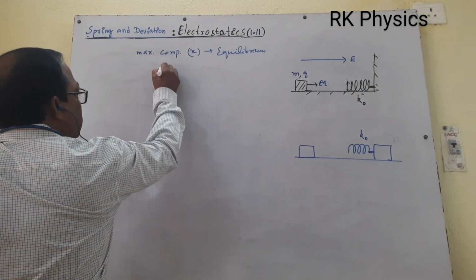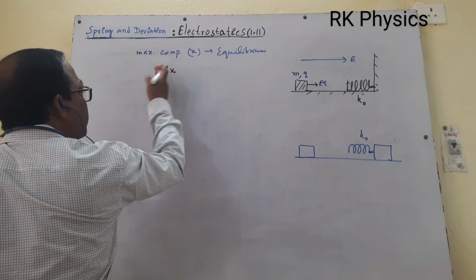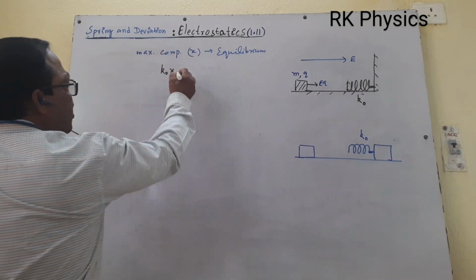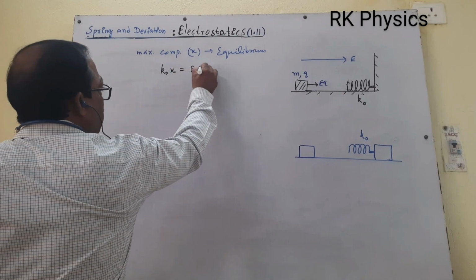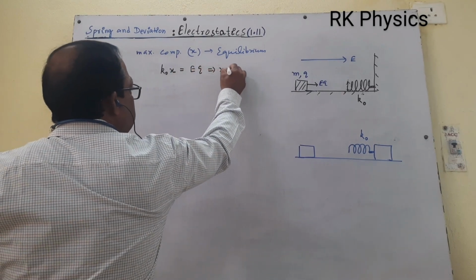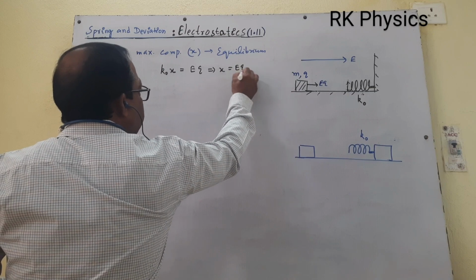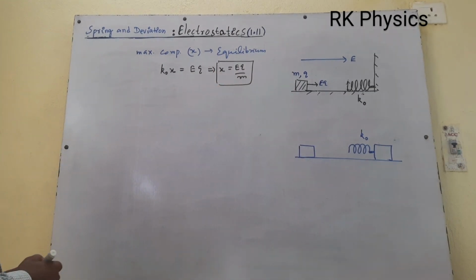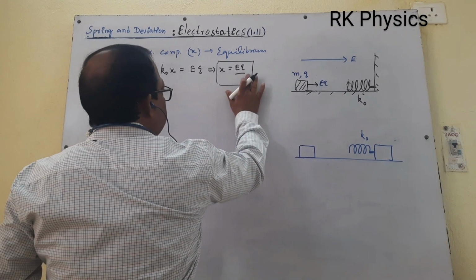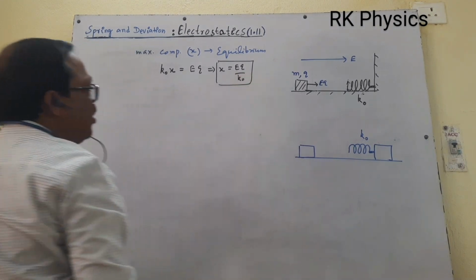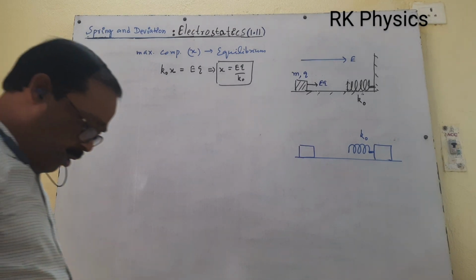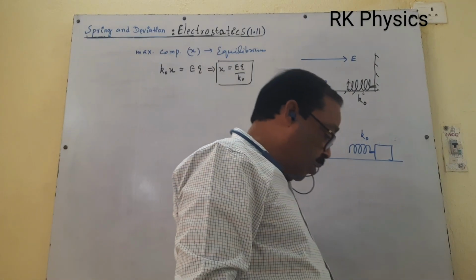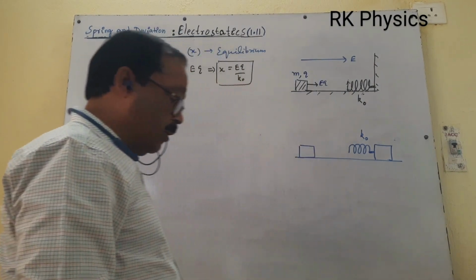Then K naught x, you can take the minus sign also, equals EQ. So from this, x is written as EQ divided by K naught. This is the expression for the maximum compression in the spring.